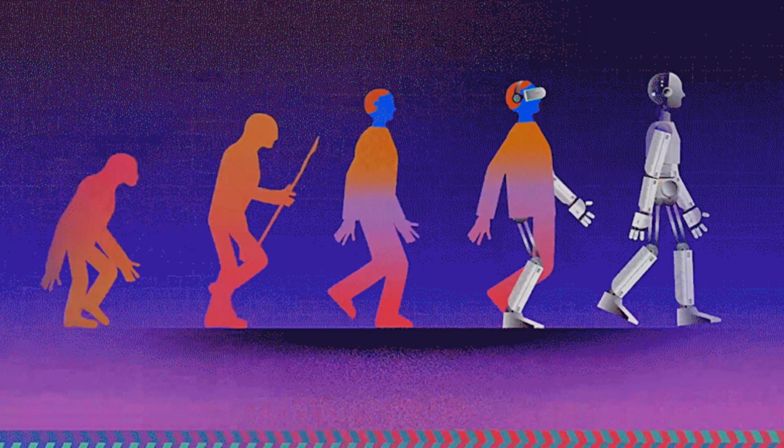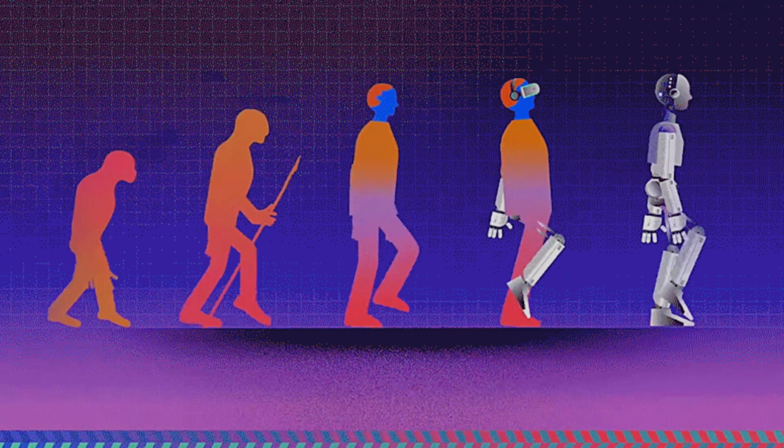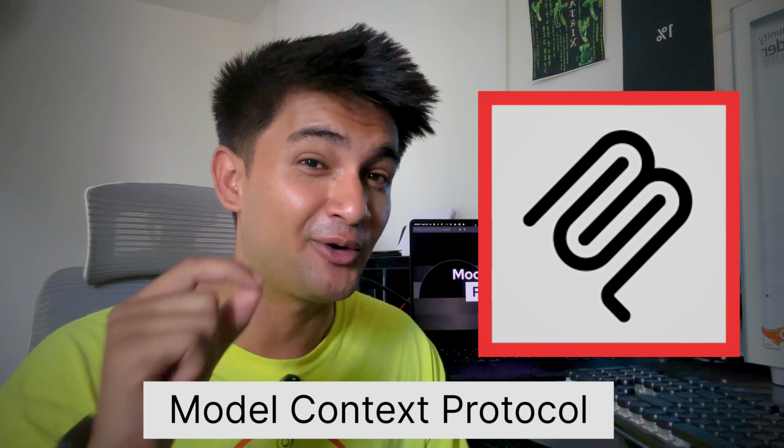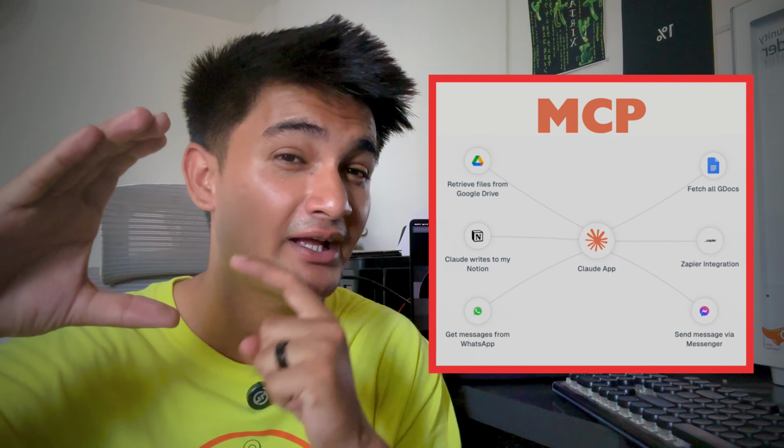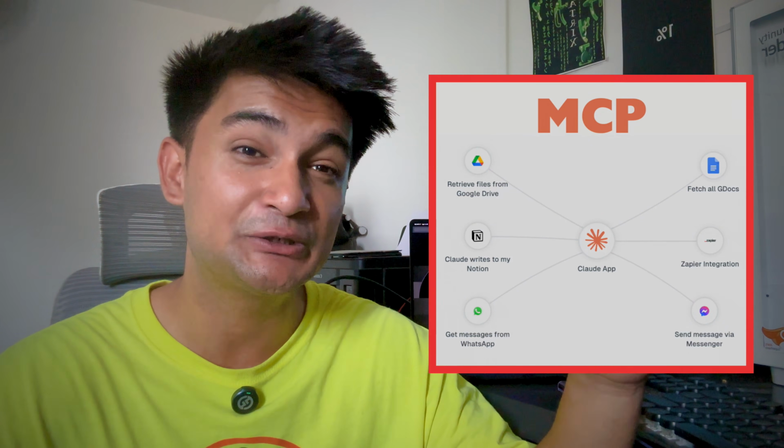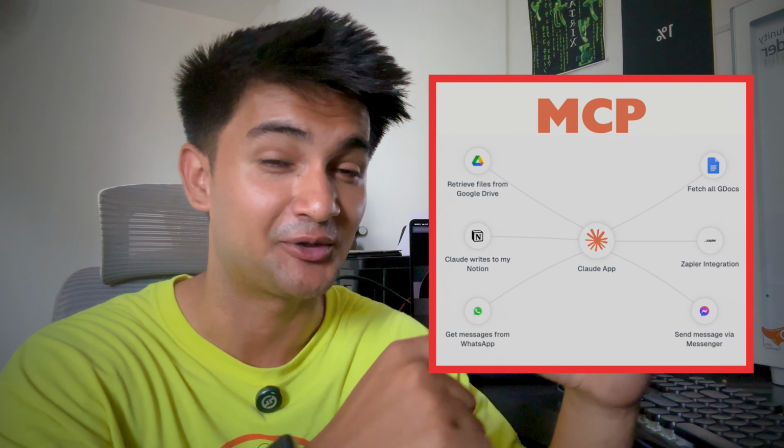There are so many things happening in the AI space with new tools and updates coming in. But I'm pretty sure you might have already heard about MCP or Model Context Protocol. Now, if you don't know what MCP is, MCP is a standard way to connect your LLMs or AI models with external data sources to perform actions and to get better responses.